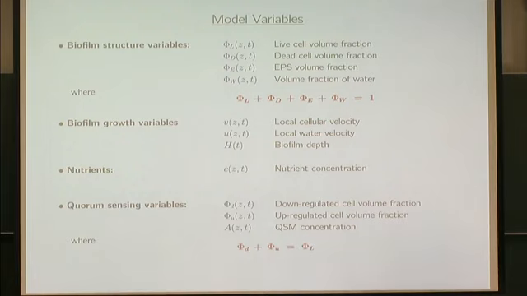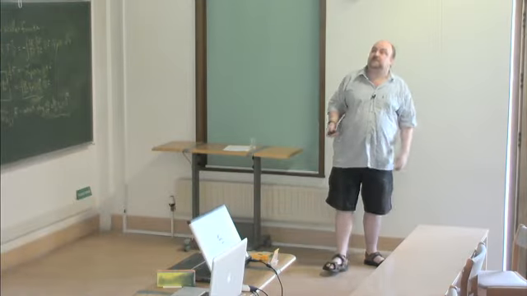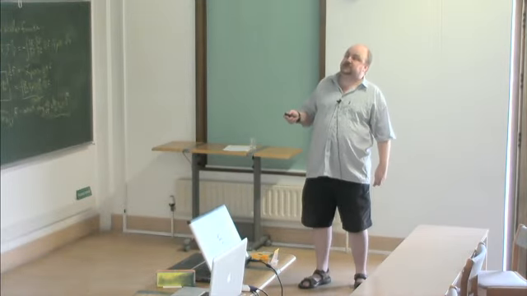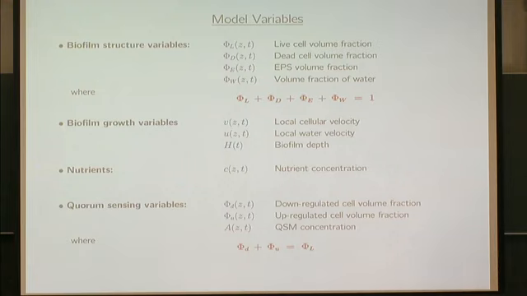We're going to assume that the live and dead cells in EPS are going to be moving with the same background velocity. But water is going to have its own velocity. So water can slip around as something moves up. So you're going to have a cellular velocity which describes the velocity of live, dead, and EPS.